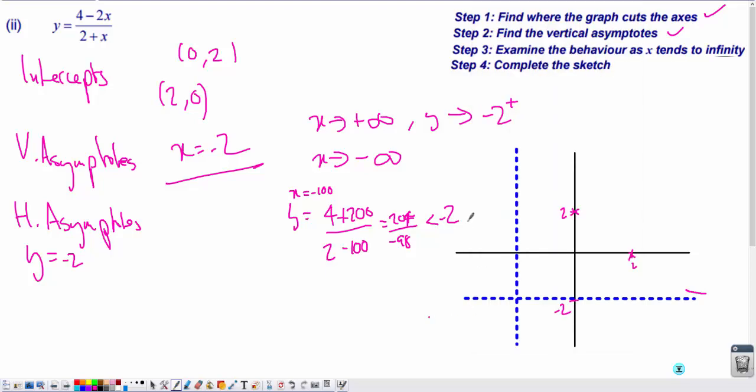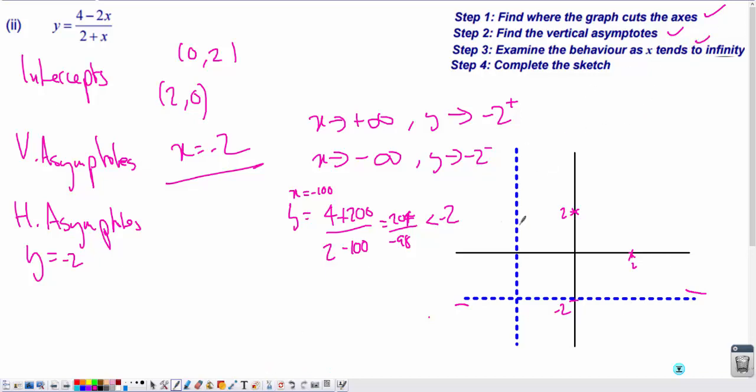That means as x tends to negative infinity, y tends to minus 2. Of course, we know that happens, because that's my horizontal asymptote, but it tends to it from below because it's less than minus 2. So this happens here. Okay, so that's step 3 done.